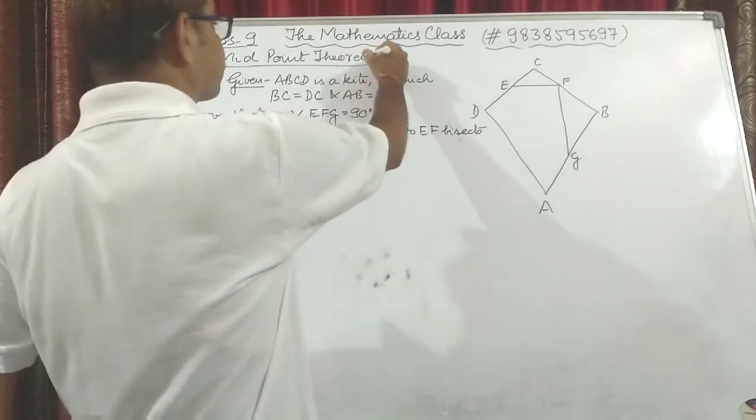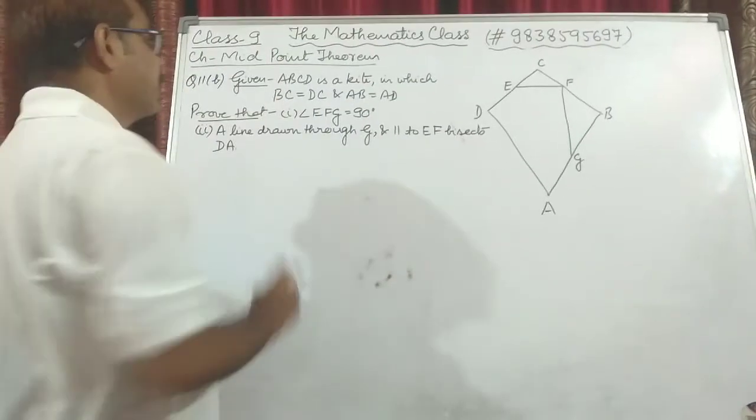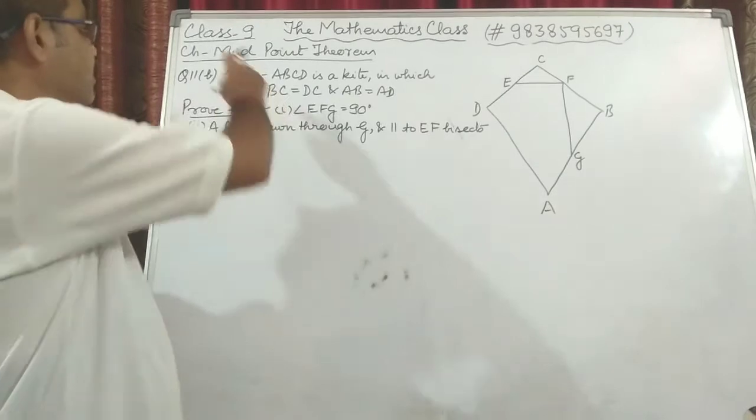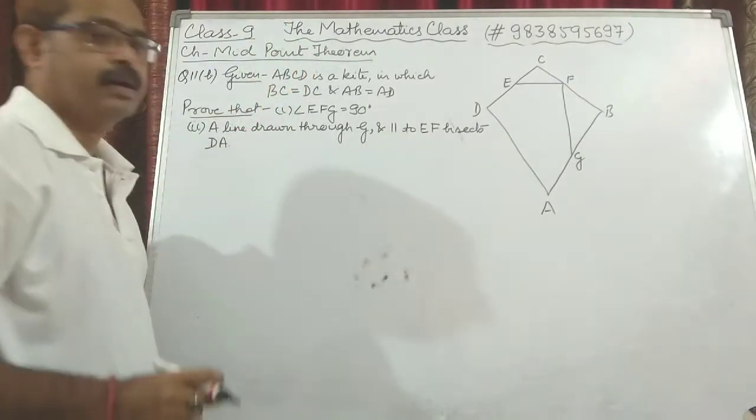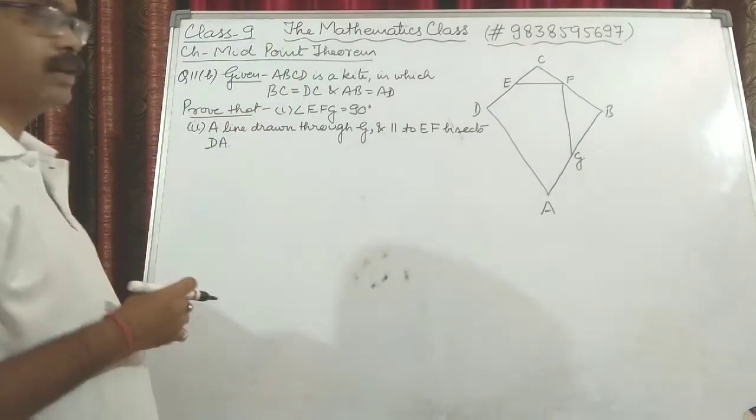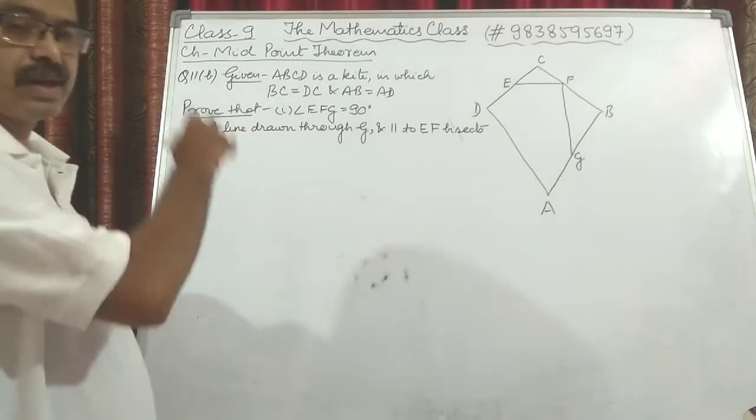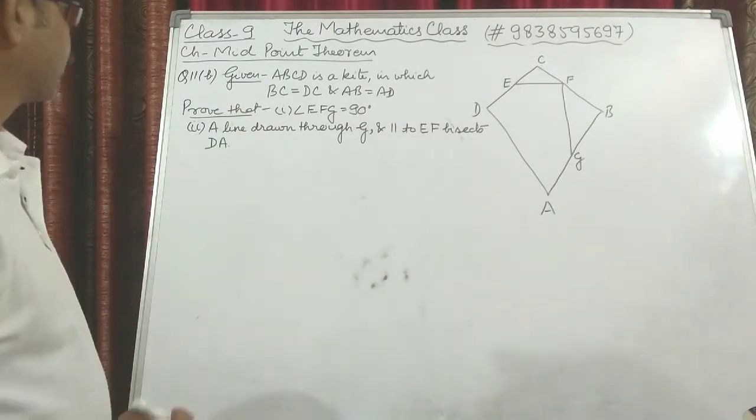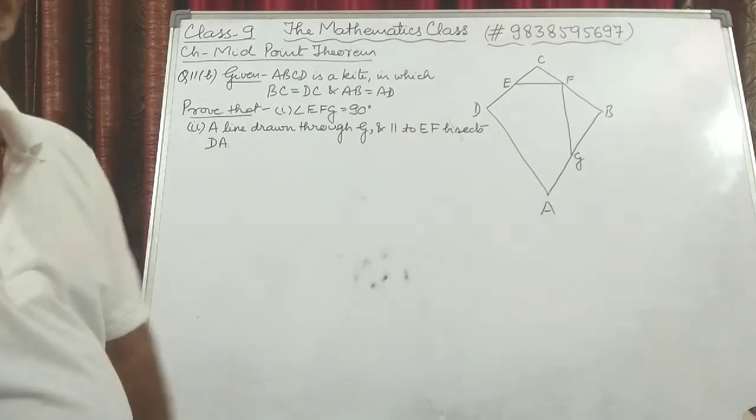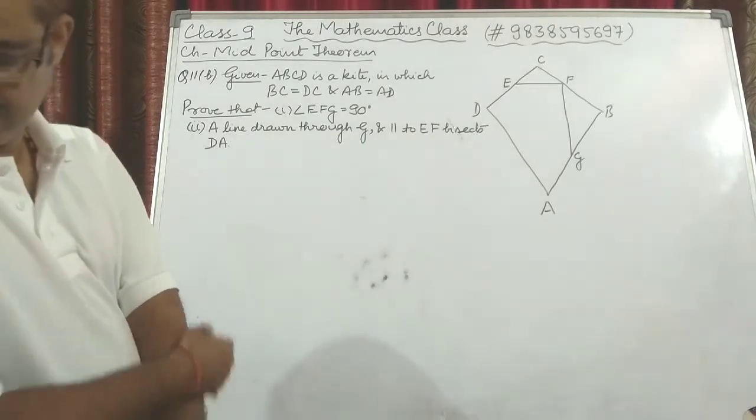This class is for class 9 in continuation to the previous class of chapter Midpoint Theorem. In the previous class we have discussed 11 question A part. Now this is the last question, that is the B part. What is the question? They say that in the figure given ABCD is a kite.